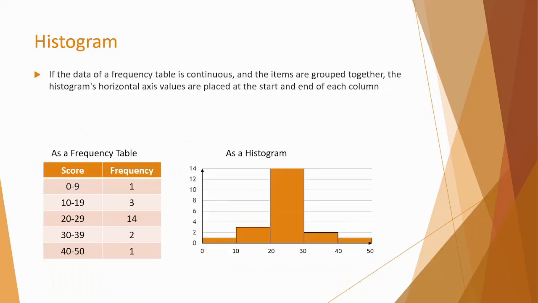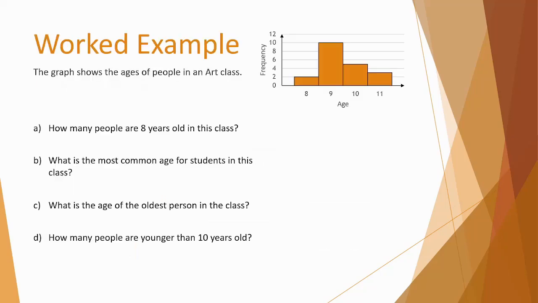Now if the data in the frequency table is continuous and the items are grouped together, then we do the histogram a little bit differently, and we put the number for the start value of each of those categories on the left hand side, and then we put the final value on the right hand side. So as you can see, I'm counting up in groups of 10 there, from 0 to 9 and then 10 to 19 and so on. And you can see our numbers down the bottom. We've got 0, 10, 20, 30, all the way up to the top number there of 50 for our categories across the bottom.